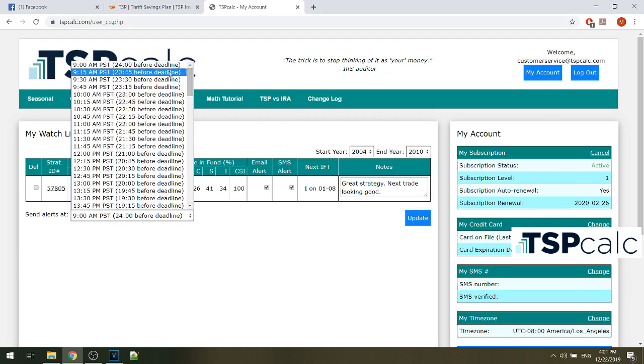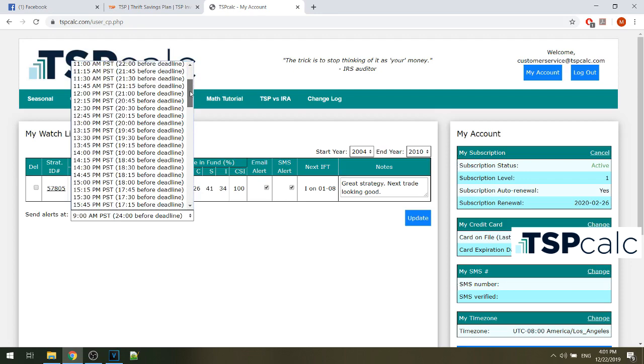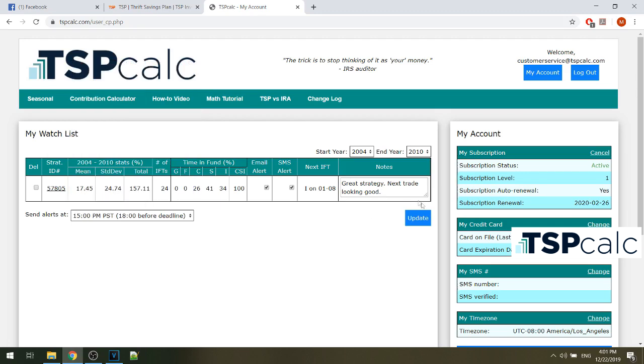Say I have a morning meeting at 9 a.m. all the time. Maybe I want my alert to come at 3 p.m. local time, so I would just scroll down and again click update, and now my text and my email will come at 3 p.m. local time, which is still 18 hours before the IFT deadline.